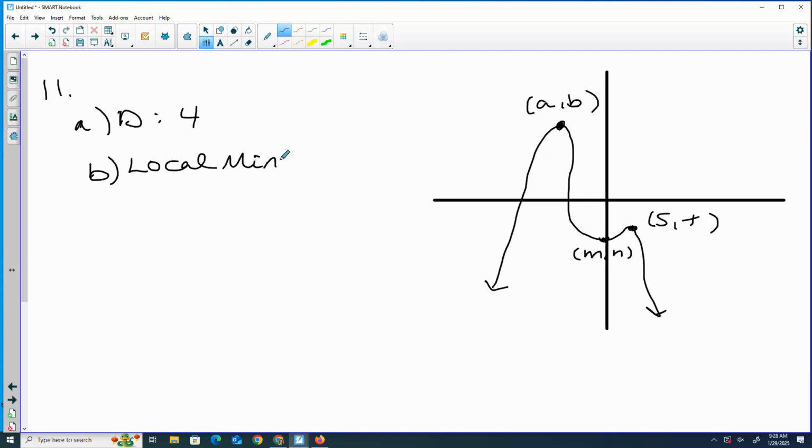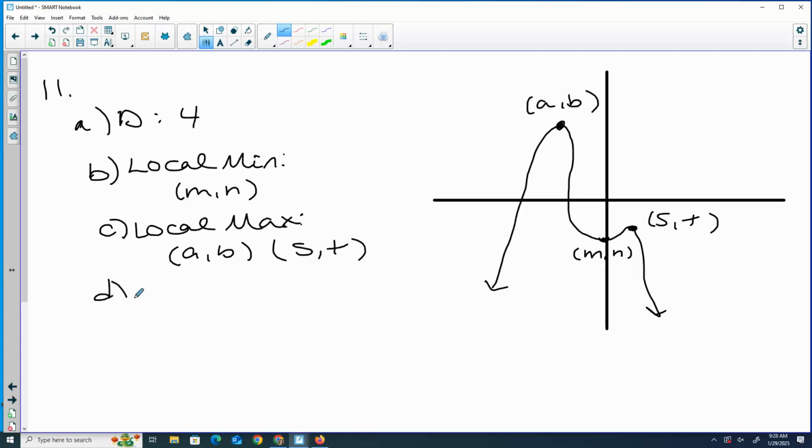Your local min doesn't have to be the lowest on the entire graph, but any point that's lower than surrounding points. What would that be? MN. C, your local max. Any points that are higher than surrounding points. Absolute min. Is there a lowest point on this entire graph? Yeah, it just keeps going down. So there's no single point, so we just say none.